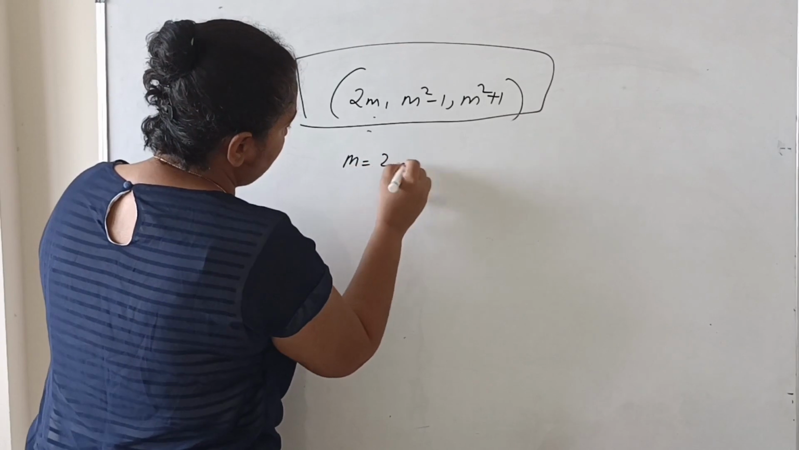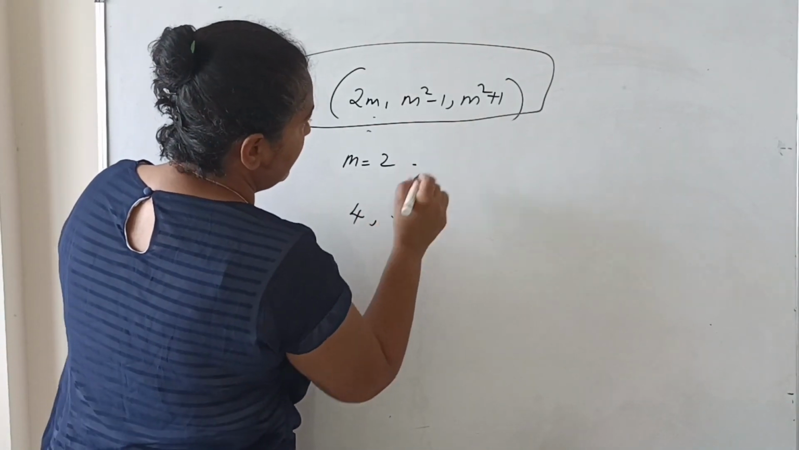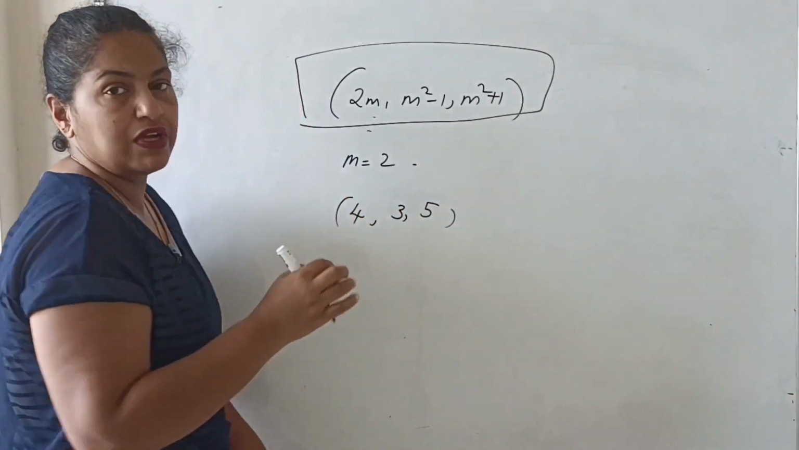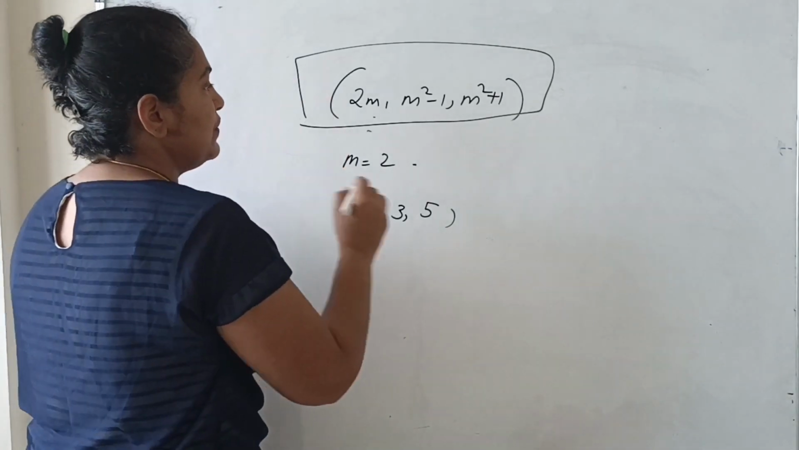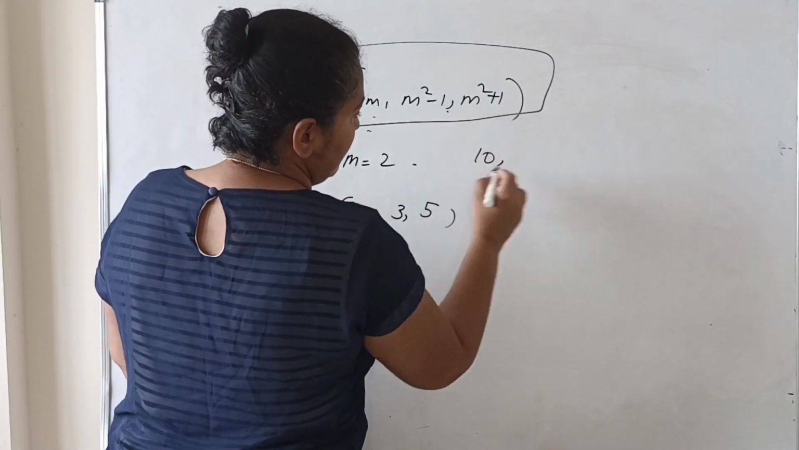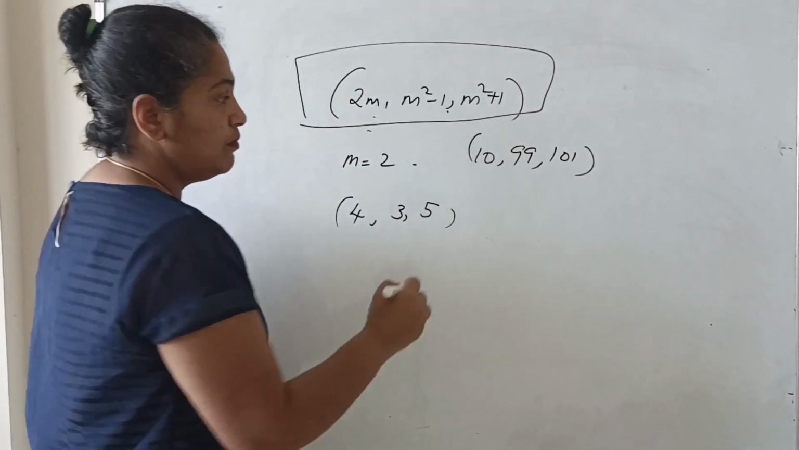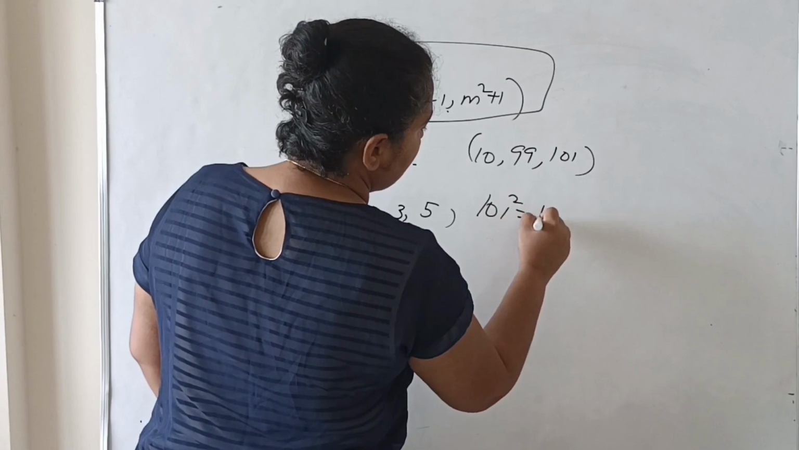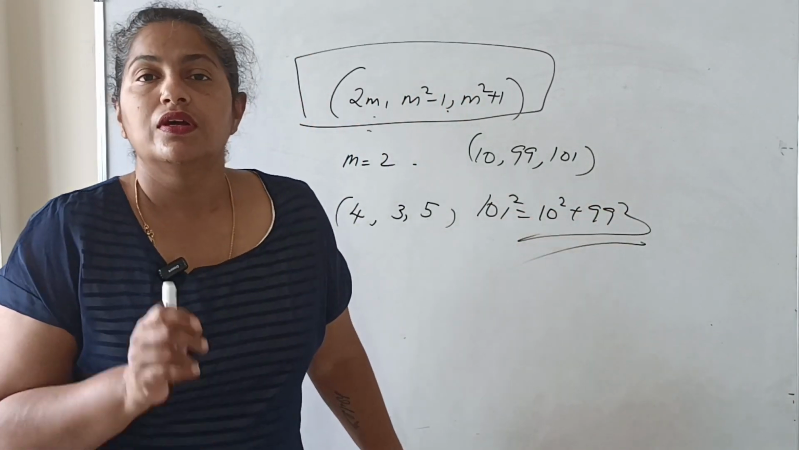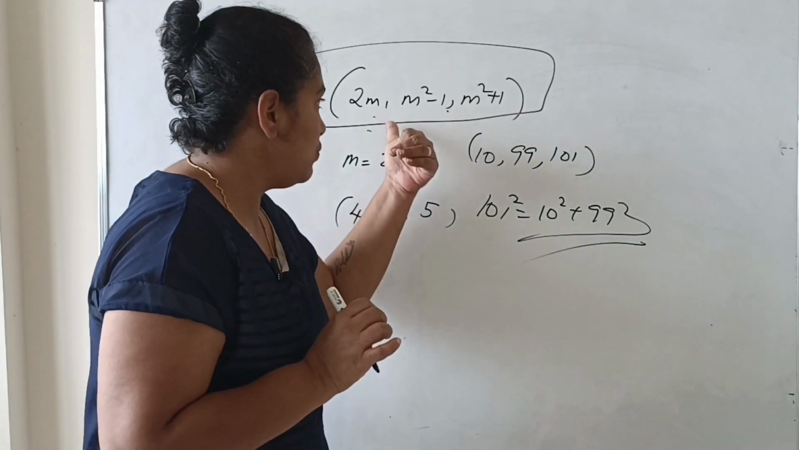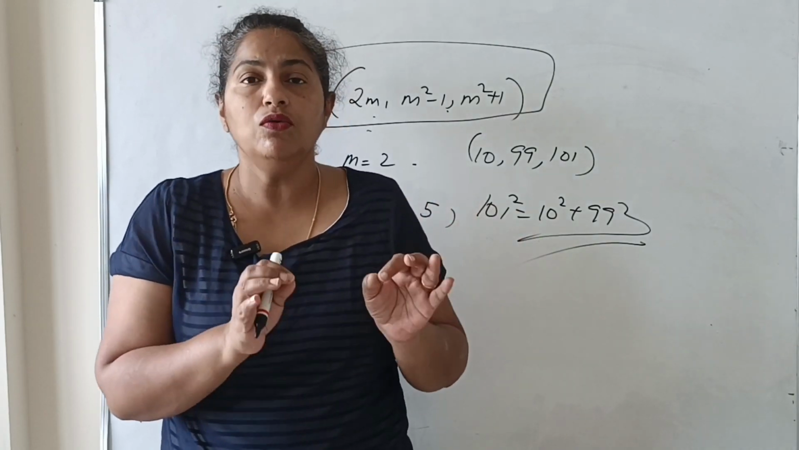Suppose the value of m is 2. So, you will get the value over here as 2 2s are 4. So, 4 minus 1 is 3 and 4 plus 1 is 5. 3, 4, 5, the one that we explained before. Now, let us take the value of m as 10. So, what do you get? 10 2s are 20. 100 minus 1 is 99, 100 plus 1 is 101. So, basically what they say is that 101 square is equal to 20 square plus 99 square. Okay. So, we can substitute different values for m in order to get different triplets.